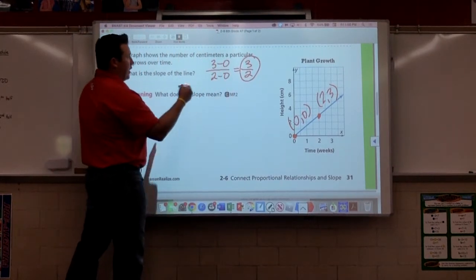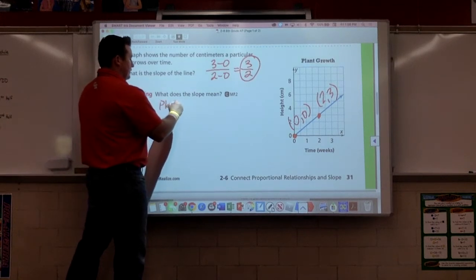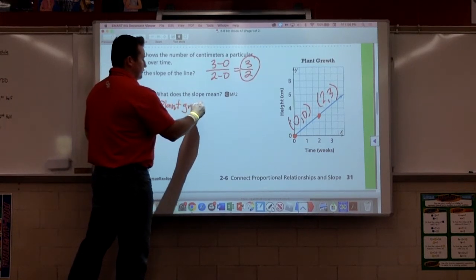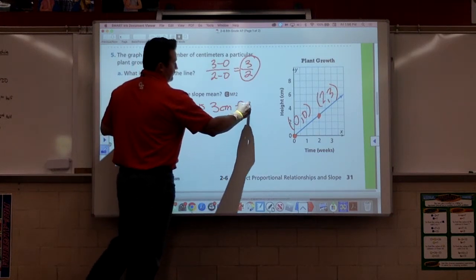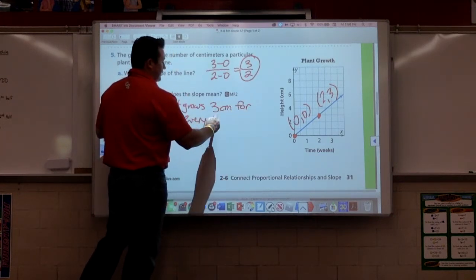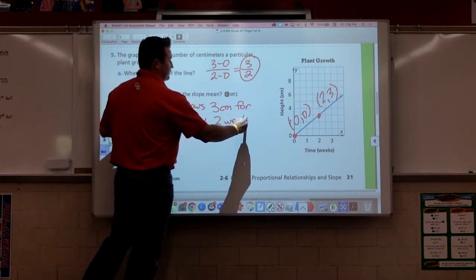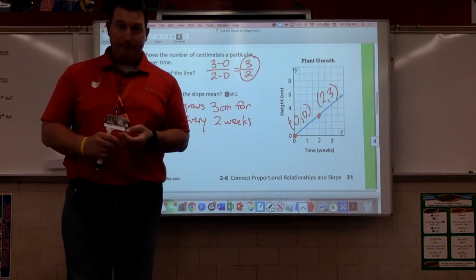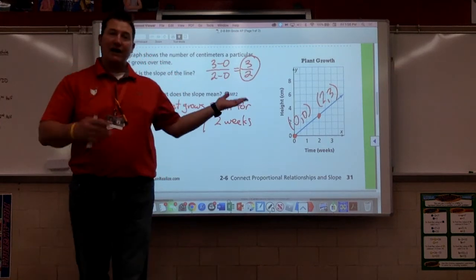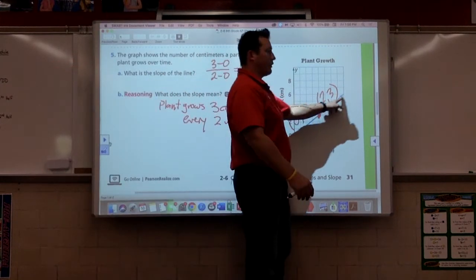That means our plant grows 3 centimeters for every 2 weeks. That is awesome, okay? Does our plant grow at a constant rate? Yes. How do we know, guys? What's a straight line on a graph? Okay.